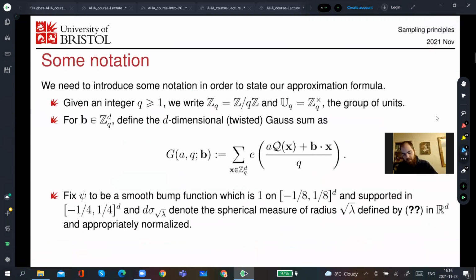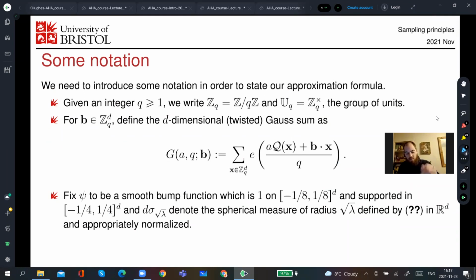All right. So some more notation. This is just to state the approximation formula precisely. I'll write Z_Q sometimes for Z mod QZ. I'll also write it as Z mod Q. And then we have these Gauss sums, which have linear twists in them, defined right here in the middle.